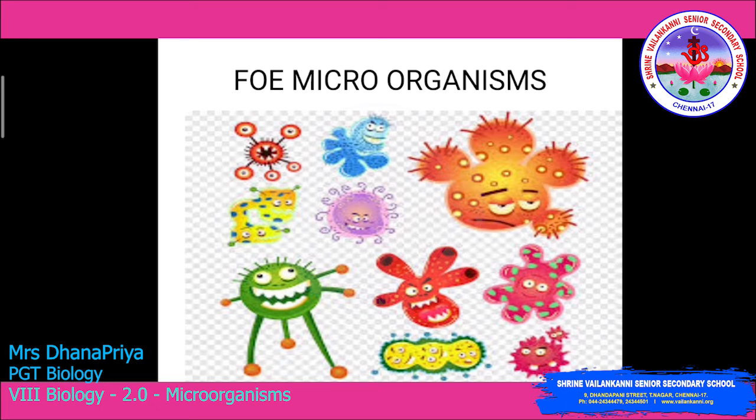Some pathogens are transmitted directly or indirectly from an infected person, which are known as communicable diseases. For example, common cold and tuberculosis, etc. Microorganisms also grow on food and spoil it. That is why preservatives are added to food to prevent it from spoilage. So, this is what we discussed about harmful microorganisms.